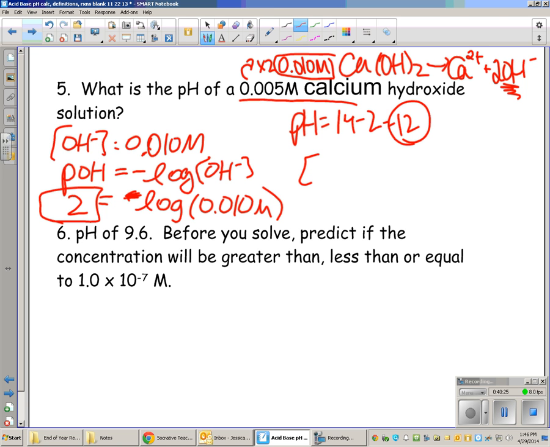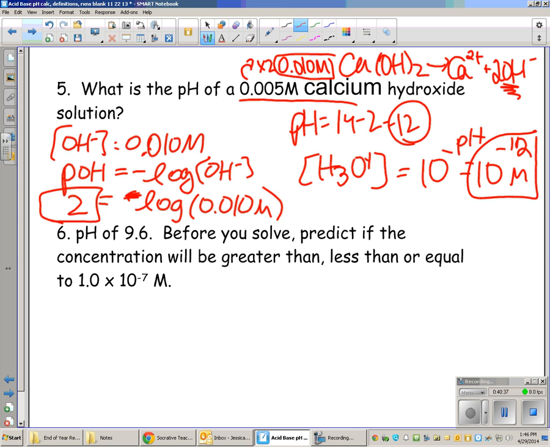Alright, so then how do I get H3O plus when I know pH? Antilog, right. 10 to the negative pH, which is 10 to the negative 12 in this case. So I can just use that as my number: 1 times 10 to the negative 12. That's what hydronium equals here.